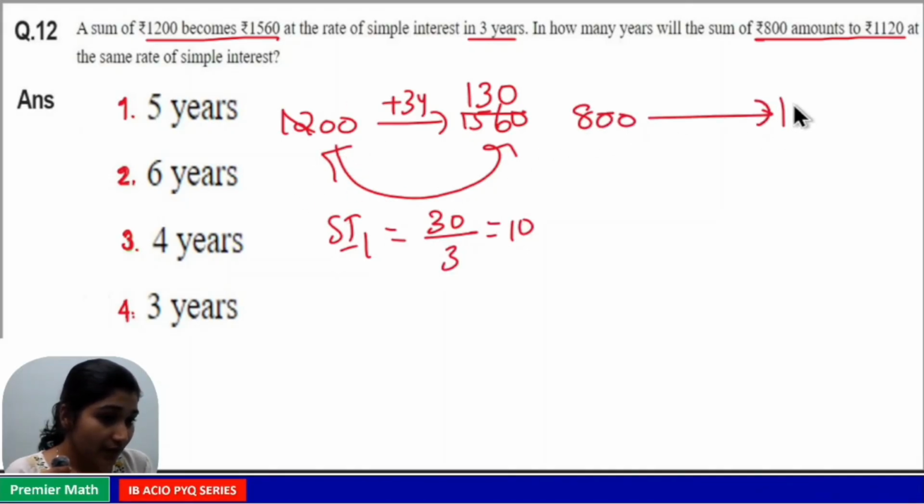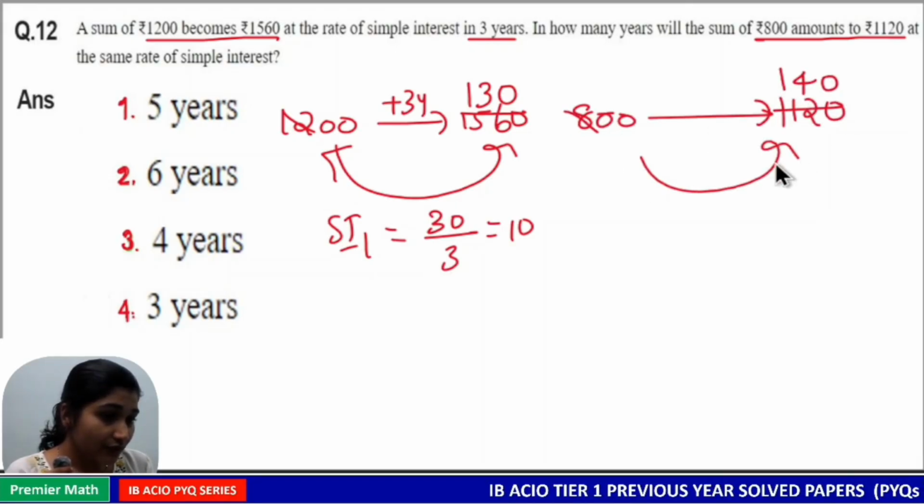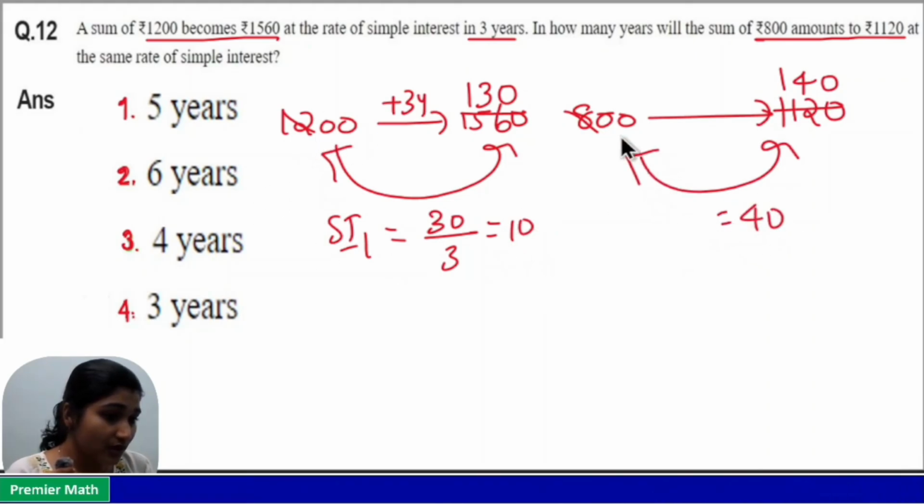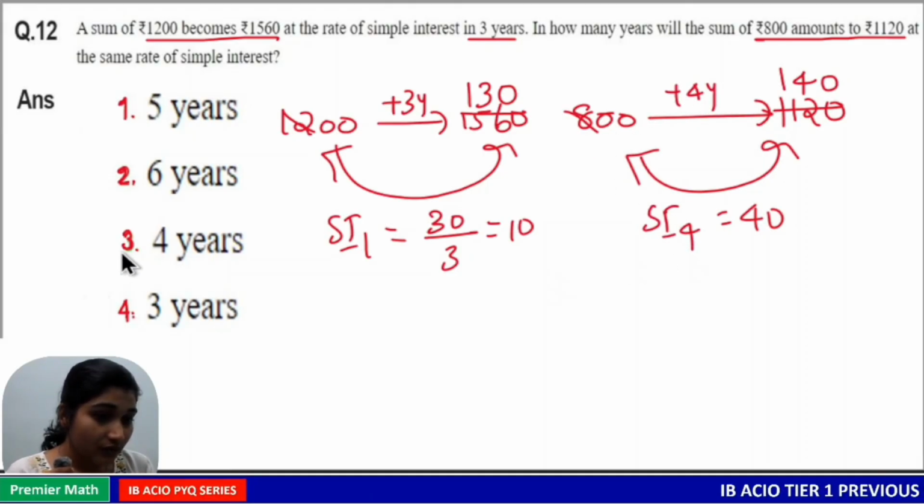800 becomes 1120, so the difference is 320, which is 40 rupees per 100 rupees. In 1 year, 10 rupees is generated out of 100 rupee principal. Then 40 rupees is generated out of this 100 rupee principal in 4 years. Option 3 is your answer.